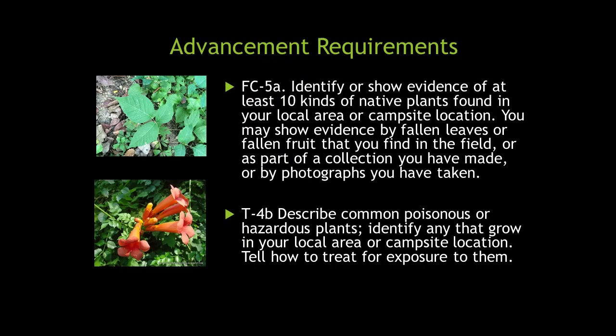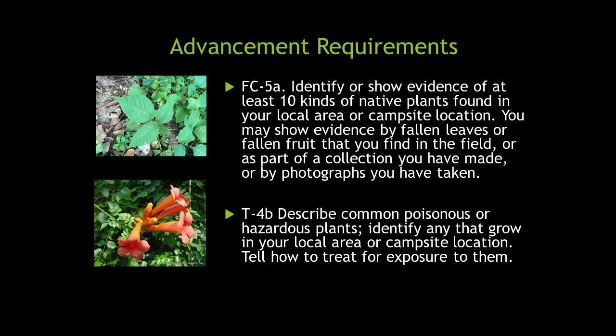Here are the requirements right out of the Scout book. Identify and show evidence of at least 10 kinds of native plants found in your local area or campsite location. You may show evidence by fallen leaves or fallen fruit that you can find in the field, or as part of a collection you have made, or by photographs that you have taken.